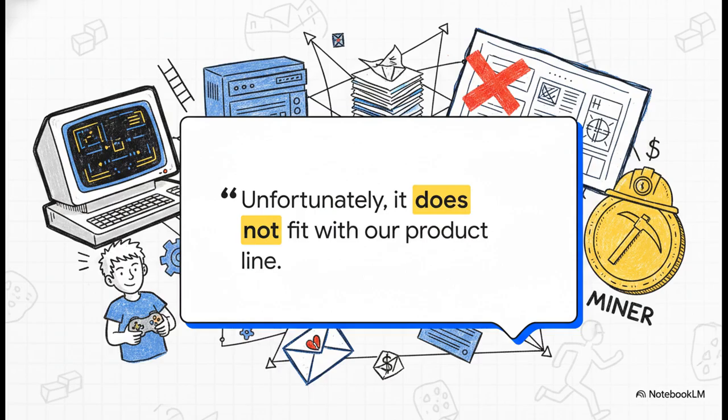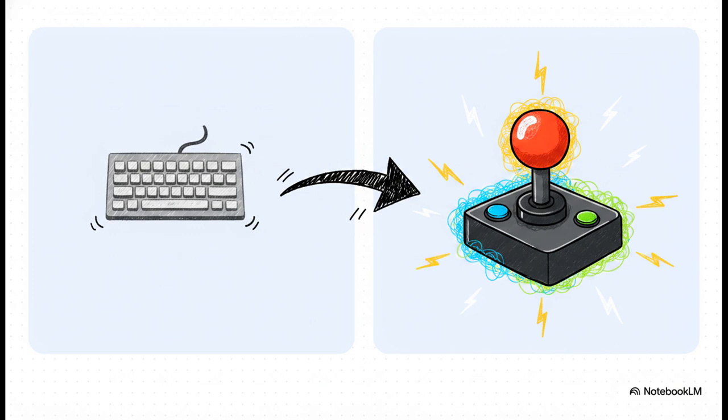And what did they do? They hit him with a brutally terse rejection letter. They essentially told him the game didn't fit their product line. Thanks, but no thanks. It just didn't look the part. But Smith didn't give up. Instead, he went all in.